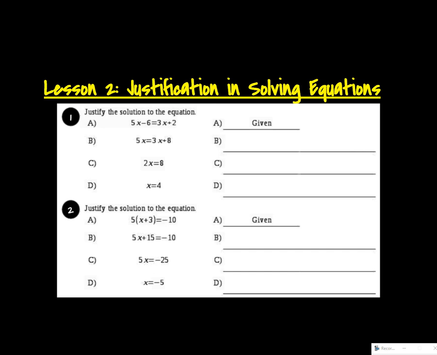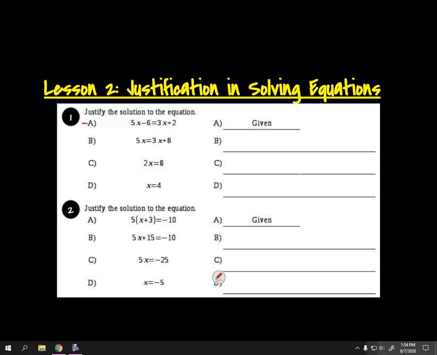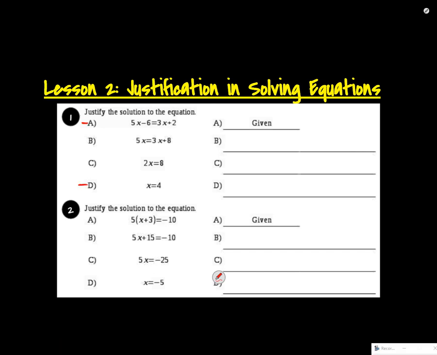So the goal is to get from point A to point D in this case and be able to fill in all these blanks. Now, if you notice, for the first one, it says given. And basically, why are you doing this problem? Well, it was given to me that way. I was given this problem to solve. So this, and for number 2, these two, those are your starting points. Those are your givens.